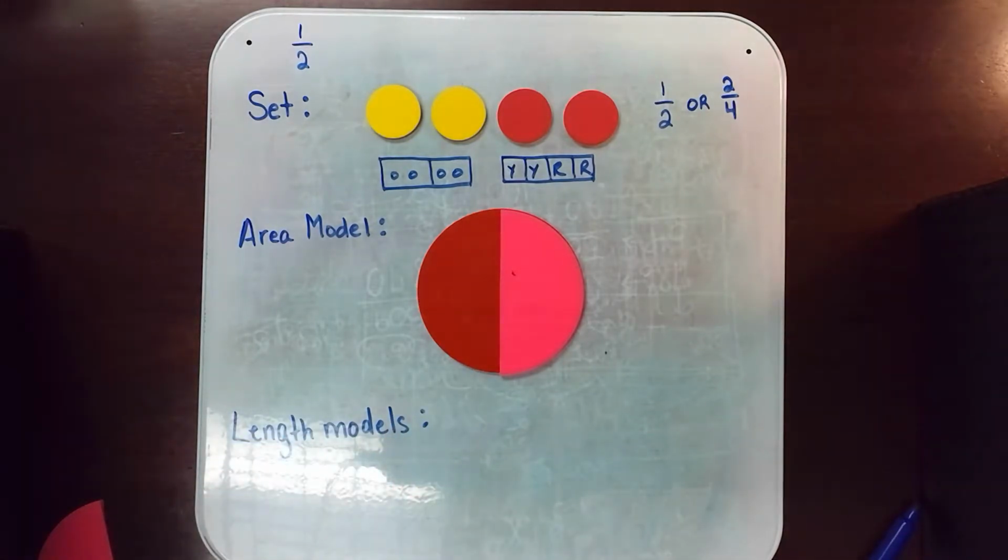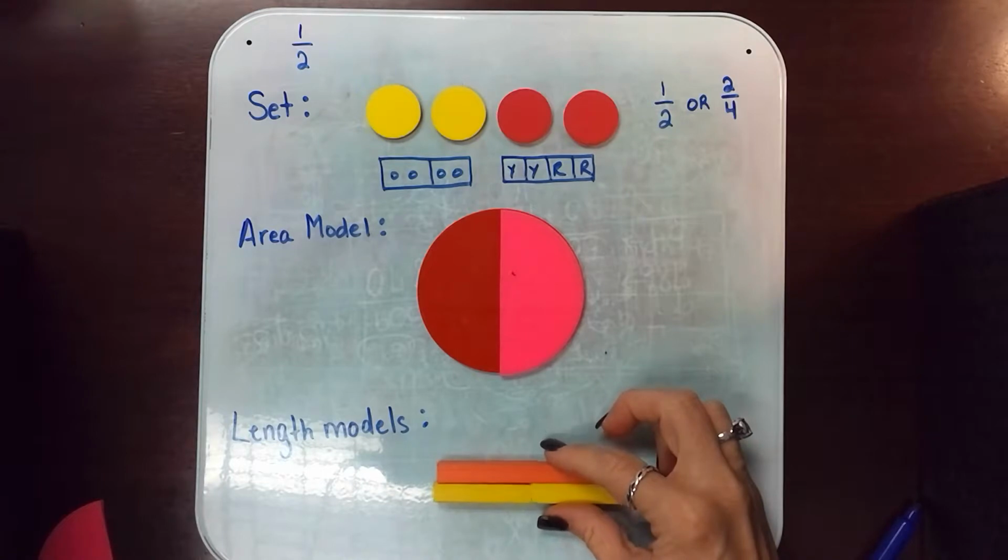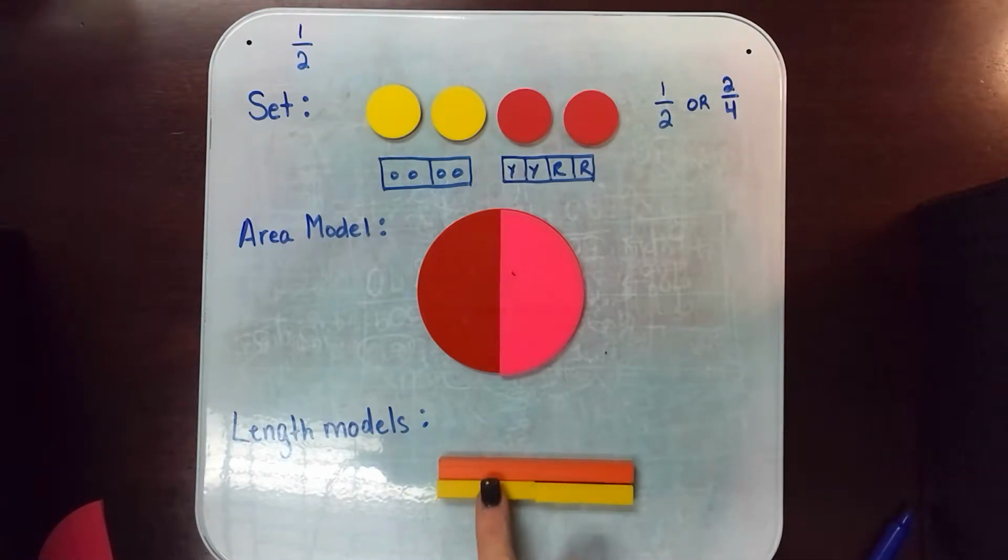My favorite manipulative when I'm talking about length fractions, or even area model fractions, are the Cuisenaire rods. And I can see that a half, 2 yellows make a whole orange, so half of the orange is yellow. As I said, length models can be your fraction strips. Length models can be Cuisenaire rods.